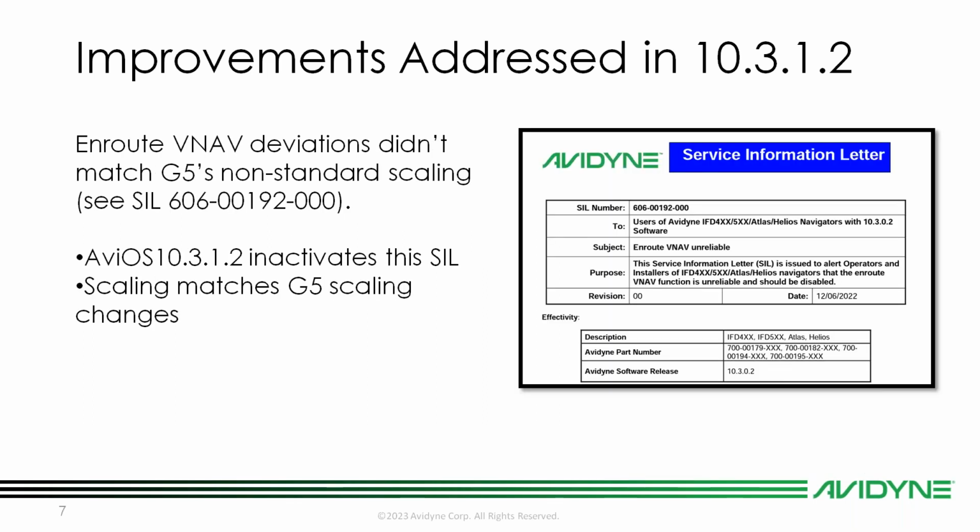Okay, so here's another one. En route VNAV deviations didn't match the G5's non-standard scaling, and we actually released a service information letter about that, telling folks that if you've got this, go ahead and shut off en route VNAV. With 10.3.1.2, that inactivates this service information letter, and now the scaling matches the G5 scaling changes that were made. So that's all set.